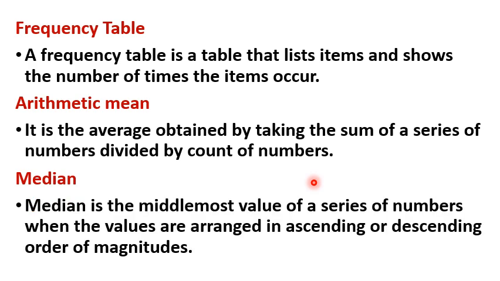Then third one, median. Median is the middlemost value of a series of numbers when the values are arranged in ascending or descending order of magnitudes. In order to compute median, we have to arrange the values either in ascending or descending order of magnitudes. Then we can take the middlemost value. It is the median.